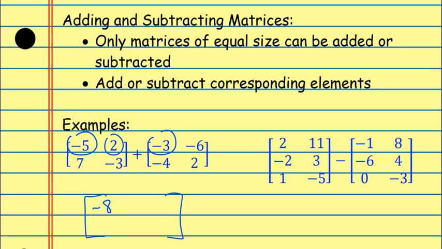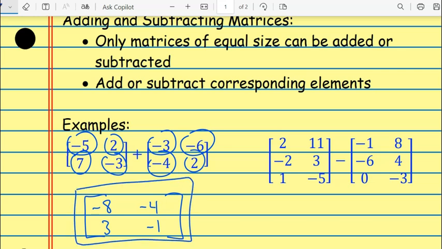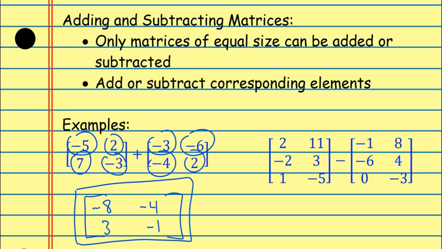And the 2 and the -6 here are in the same spot. So I add them together and that gives me a -4. And then the next position here, the 7 and the -4, that adds up to a 3. The -3 and the 2, that adds up to a -1. And so when I add the 2 by 2 matrices, I get a new 2 by 2 matrix that represents the addition of each of those elements.